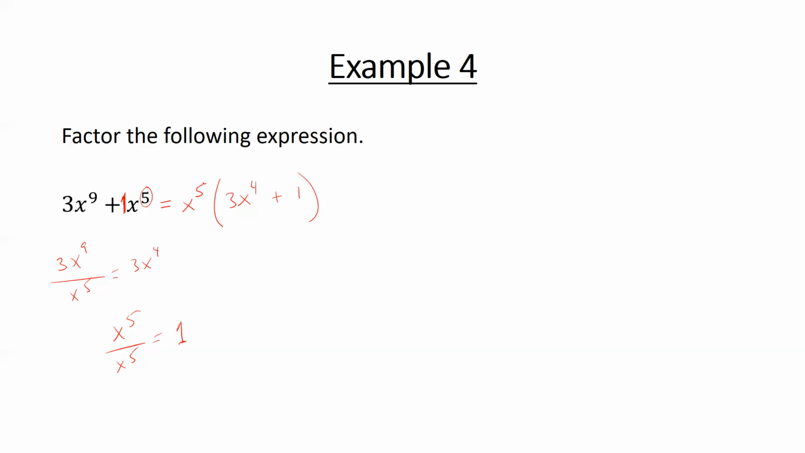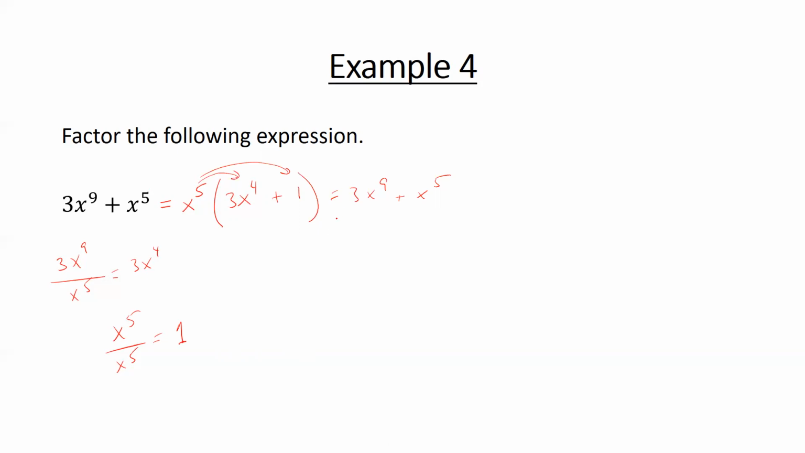And there we go. We factored it, and there's no common factor, so we factored completely, and it's not difficult to check that we factored correctly. If we distribute, remember, we add the exponents, we get 3x to the 9th plus 1 times x to the 5th is x to the 5th, exactly the expression we started with.